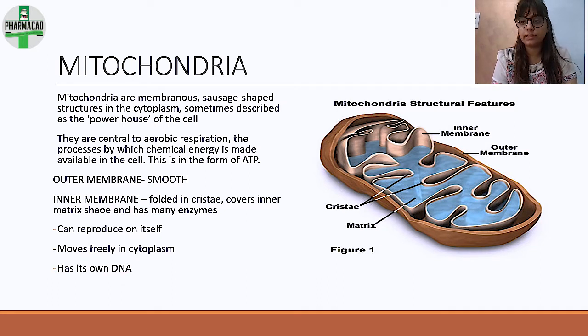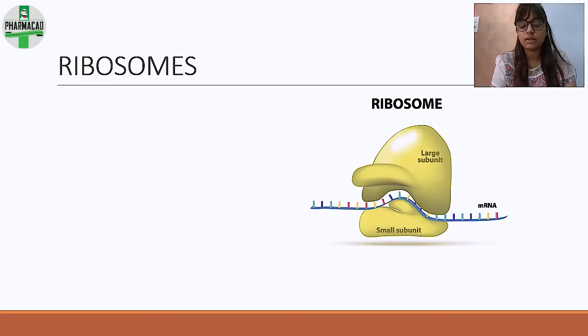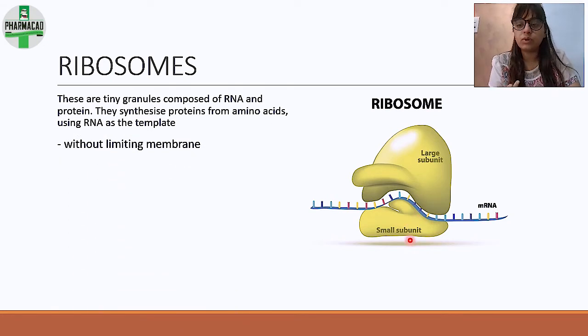Next, we go to see ribosomes. Ribosomes का भी हम लोग ने काफी 12th में पढ़ा था कि there is a large unit, subunit और ये small subunit है. Ribosomes are involved in transcription. These are tiny granules composed of RNA and protein. They synthesize protein from amino acids using RNA as a template. ये RNA देख रहे हो, RNA को वो रीड करेगा और उस हिसाब से वो अमाइनो एसिड्स को बुलाएगा कि hello you come, then you come, then you come, and that will form a chain.